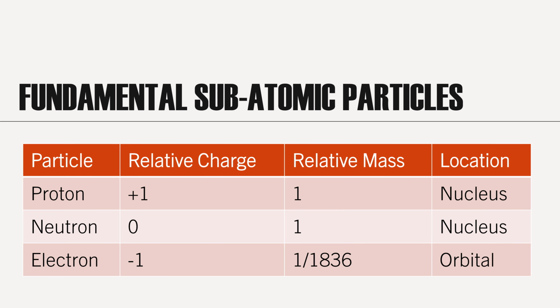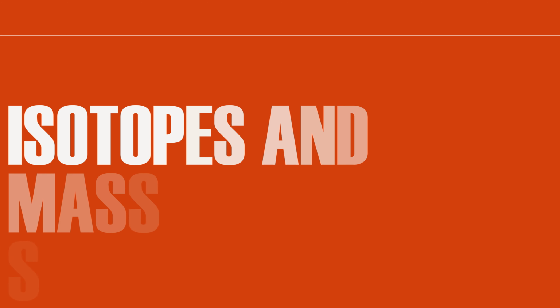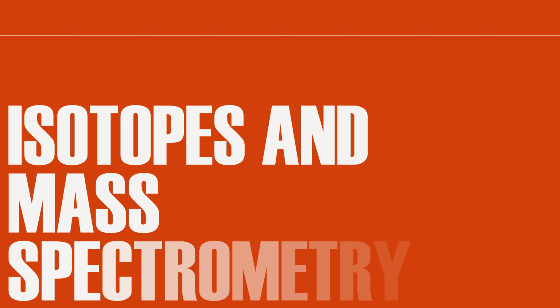Protons have a relative charge of +1 and a relative mass of 1, and they are located in the nucleus. Neutrons also have a relative mass of 1 but carry no charge, contributing to nuclear stability by reducing repulsion between protons. Electrons have a relative charge of -1 and a negligible relative mass of approximately 1/1836, and they occupy orbitals around the nucleus. Atomic number and mass number, isotopes and their properties, relative atomic mass and weighted mean calculations, principles of time-of-flight mass spectrometry, interpreting mass spectra.